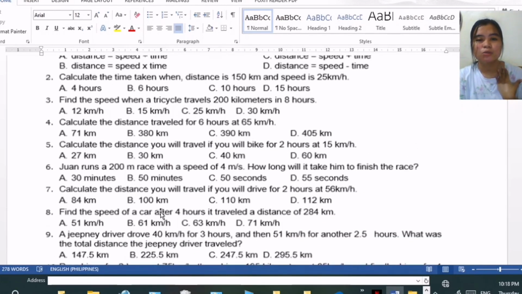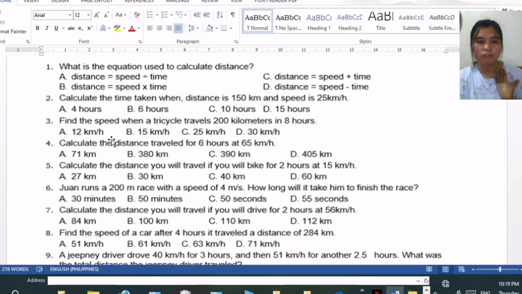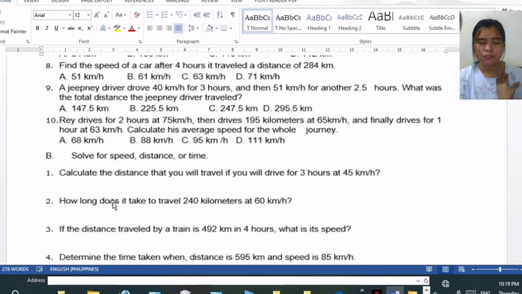Of course, you are going to compute first before you find the answer in the following problems. For letter B, you are going to solve for speed, distance, or time. That means you determine what is being asked. For example, number 1: calculate the distance that you will travel if you drive for 3 hours at 45 km per hour. The given is hours, or the time, and 45 km per hour is the speed. So you are going to compute for the distance.